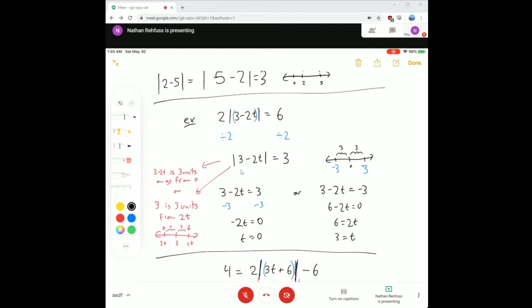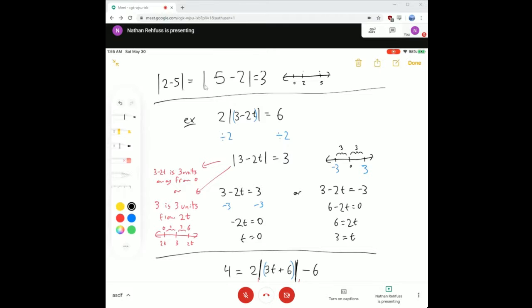So if I plug in t equals 0, I get the absolute value of 3 minus 0. The absolute value of 3 is 3. If I plug in t equals 3, I get the absolute value of 3 minus 2t. That's the absolute value of negative 3. That's also 3. So this one gives us the thing inside is 3, and this one gives us the thing inside is negative 3. And so those are the two ways that this expression can have a magnitude of 3.